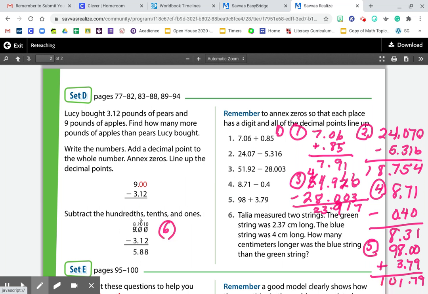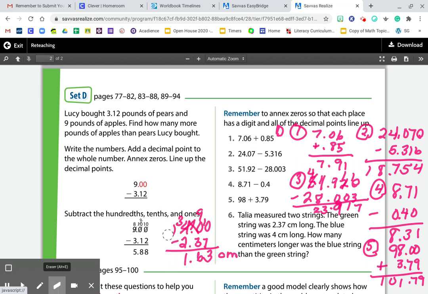So in your notebook, we're going to do some subtraction here. I annex zeros because there was nothing there and I can't subtract with nothing there. So I absolutely have to throw some zeros in there. So it's 1.63 centimeters.